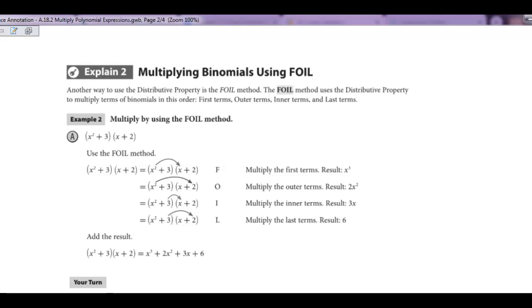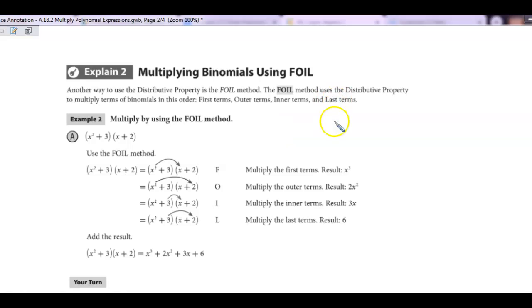Okay. When we are multiplying everything inside of this by everything inside of this, the first thing we do is we multiply our firsts, and then we multiply the outsides, then we multiply the insides, and then we multiply the lasts. Okay. And that's called FOIL.